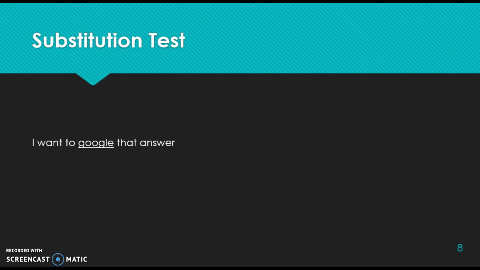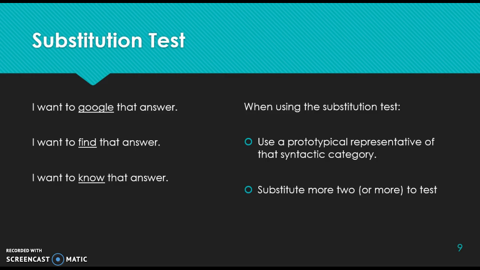Let's look at this example. I went to Google that answer. Now, say we didn't know what Google was doing in this sentence, what syntactic category it was in this sentence. Well, let's substitute it. Let's take a guess that it's a verb and substitute it with other verbs and see if it works. I want to find that answer, I want to know that answer. That all works. So we have pretty good evidence, using the substitution test, that in this sentence, Google is being used as a verb.